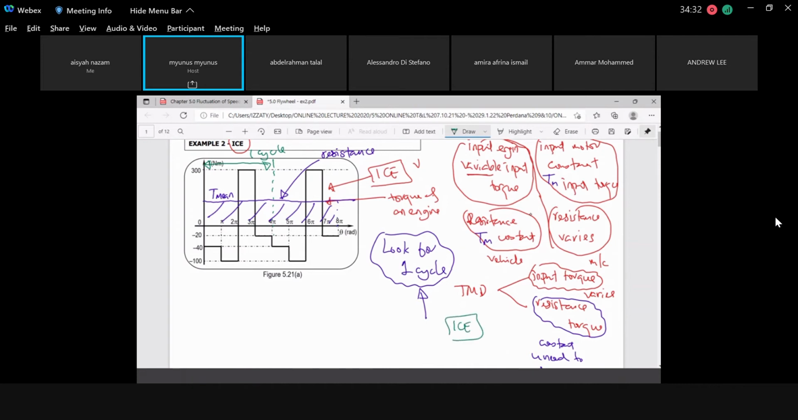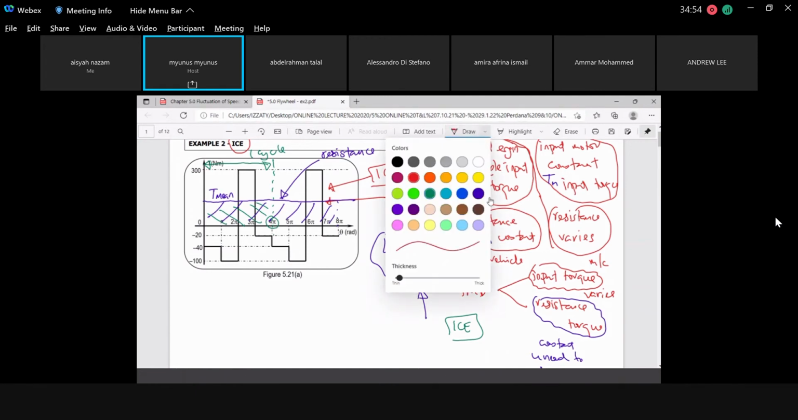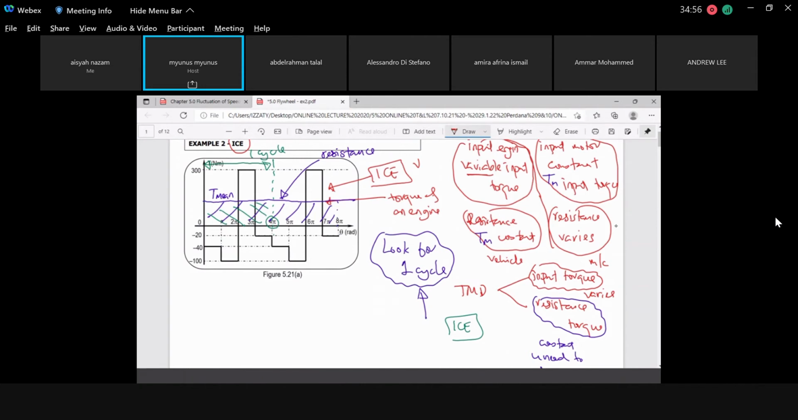In an internal combustion engine, you remember you have two types of engine, right? One is two stroke, the other one is four stroke. For the four stroke, you have what? Four pi. So we'll end up at four pi for the internal combustion engine. So now we are going to focus only on this one graph, the graph represented by the vehicle or whatever it is.